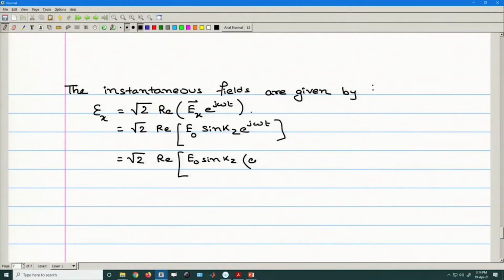We write it as cos omega t plus j sin omega t, and taking only the real part, we have root 2 E0 sin kz cos omega t. So this is the instantaneous field. Denote this as equation number 3.